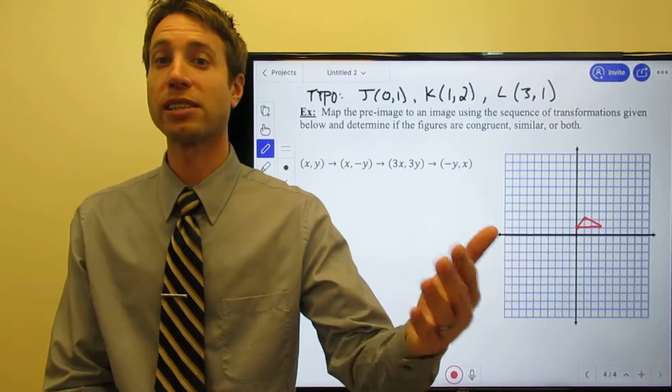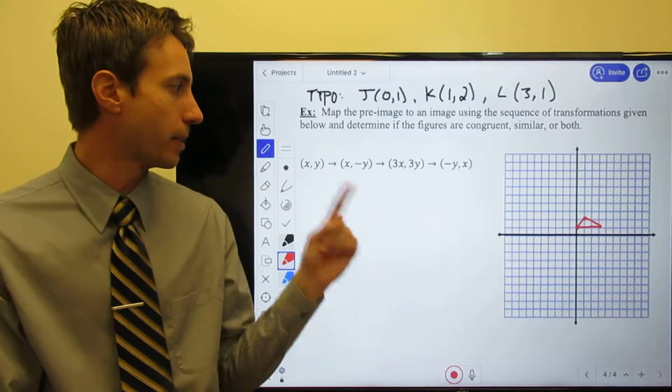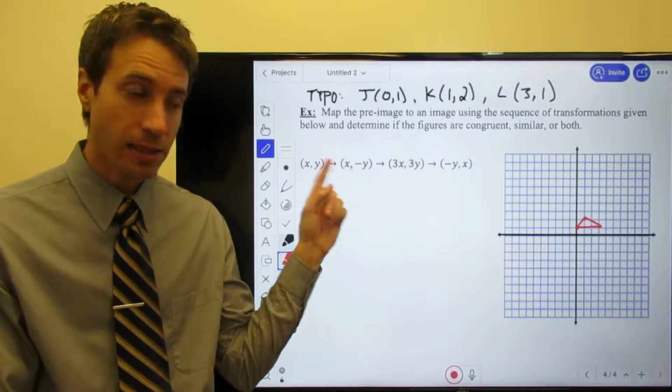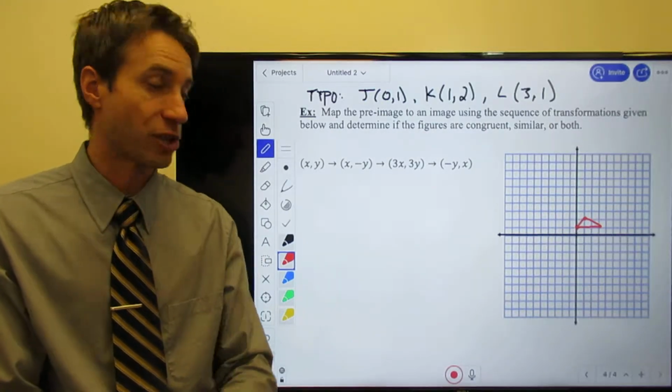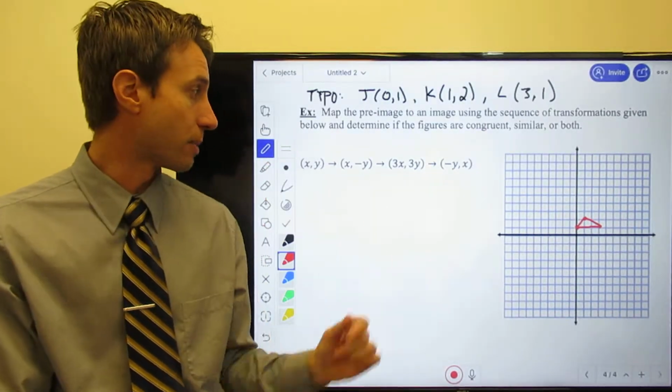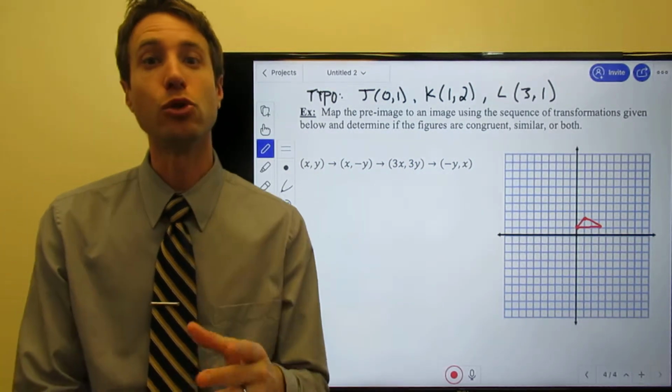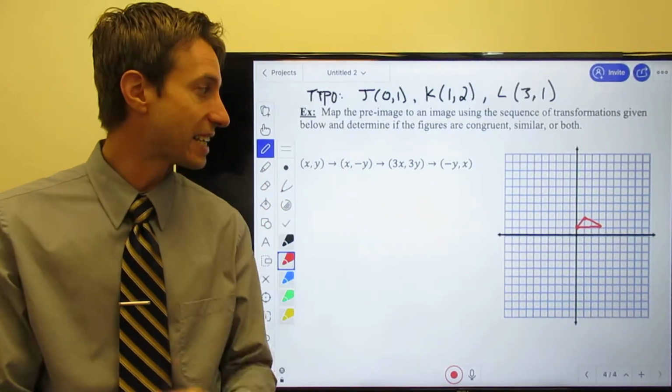We're going to transform that triangle by doing this similarity transformation on it. It's a sequence of similarity transformations. In fact, I have three transformations: 1, 2, and 3. Do you recognize these transformations?